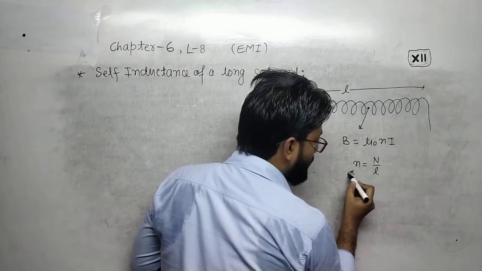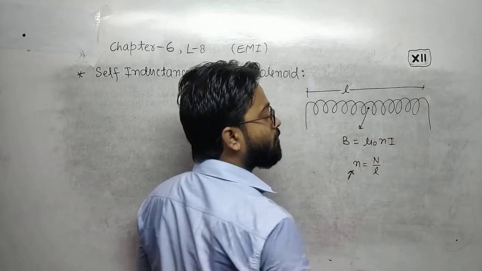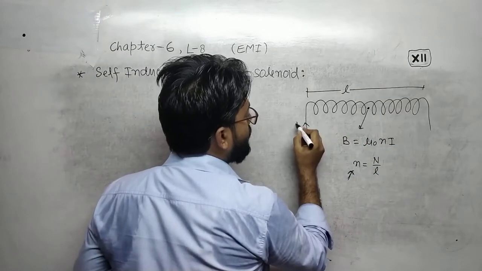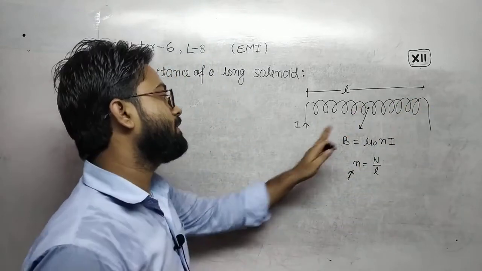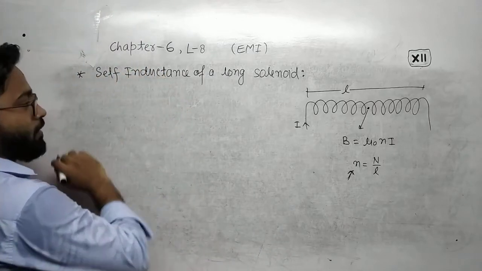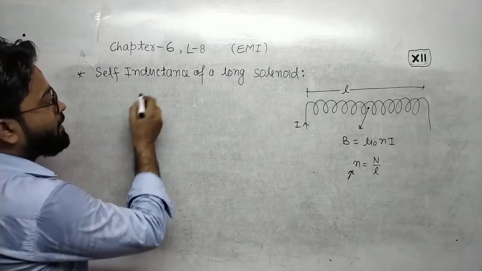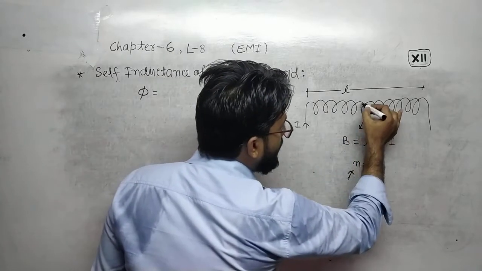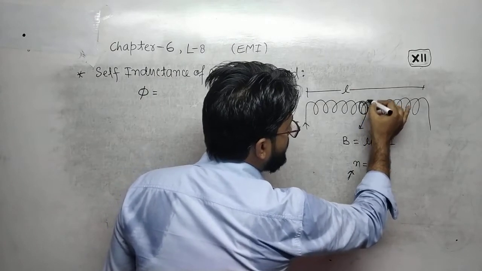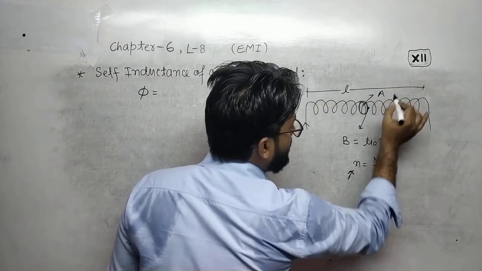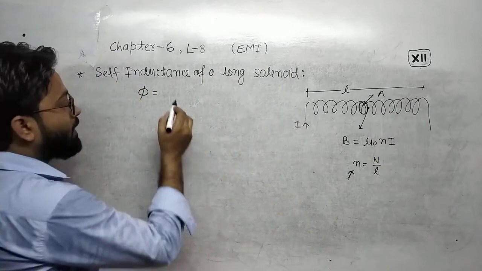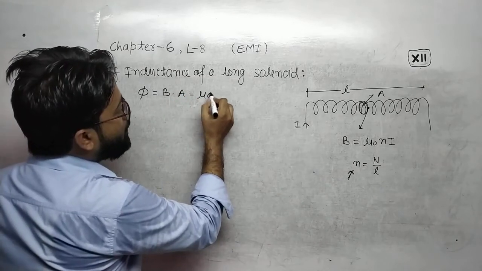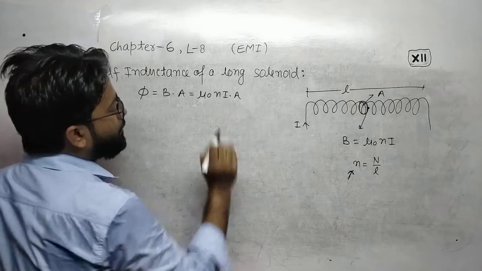Small n can be read as the total number of turns per unit length, and I is the current flowing in this coil, and B is the magnetic field inside the solenoid. Now we know the flux in one coil. Let us suppose the area of one coil is A. The flux passing through one coil is magnetic field into area, that is mu naught n I into A.